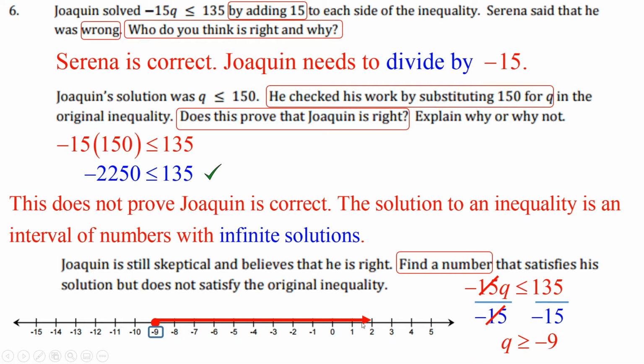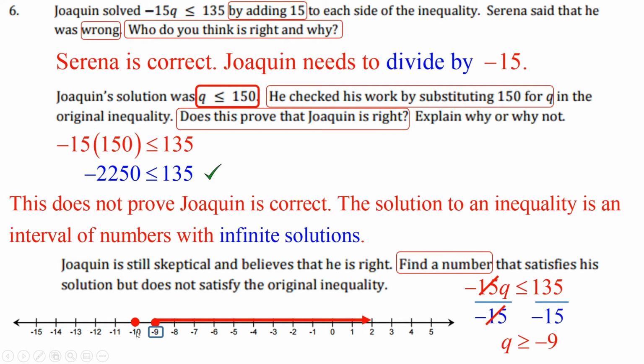All right, now let's make sure we answer the question. Joaquin is still skeptical and believes that he is right. Find a number that satisfies his solution but does not satisfy the original inequality. So all the numbers that would satisfy the original inequality are in this graph or in this inequality right here. Now let's pick a number not in that interval, like maybe negative 10.